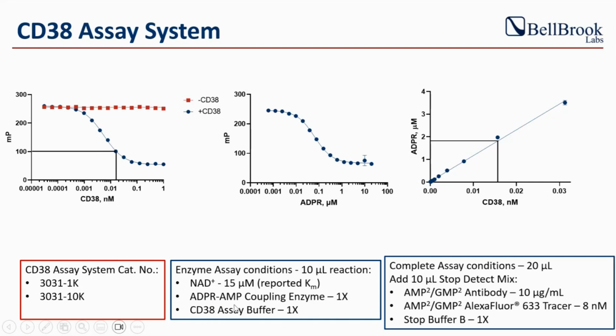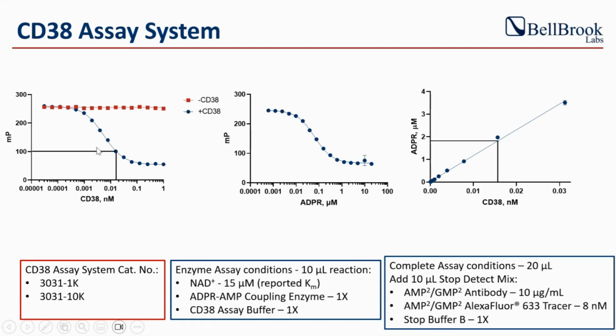So after adding this to the enzyme and incubating for 60 minutes at 30 C, you're going to add 10 microliter of stop and detection mix. So the final volume for your assay will be 20 microliter for 384 well plates. So in the 10 microliter stop and detection mix, we have the antibody concentration already optimized for you, which is at 10 microgram per ml. And then we have the chaser at 8 nanomolar and stop buffer B. So this stop buffer, in this case, is going to stop both the coupling enzyme and the CD38.